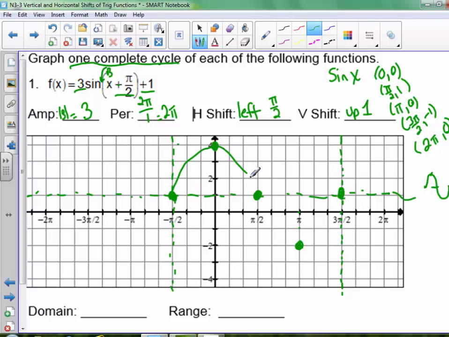So 1, 2, 3. We're actually at -2 on the axis, but that's my one complete cycle of the equation or function 3 sine of x plus pi over 2 plus 1. Okay, so the domain, still all real numbers. The range is going to be from -2 to 4 inclusive.